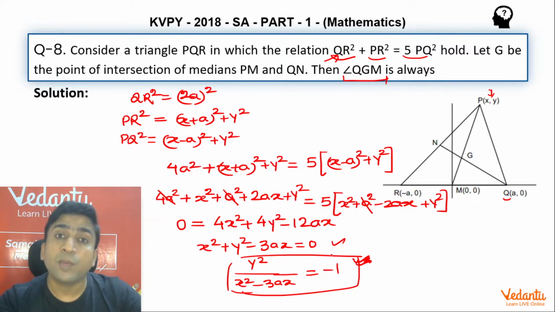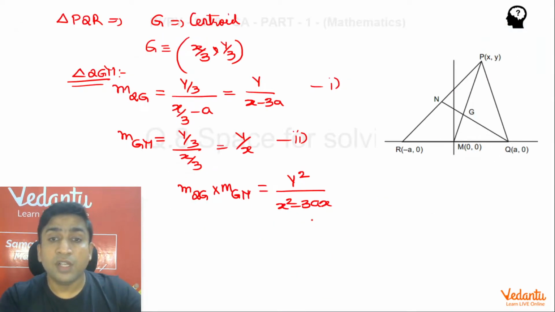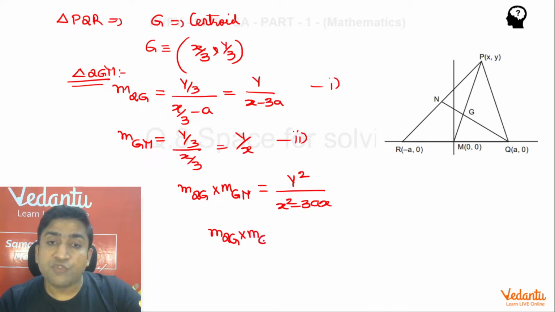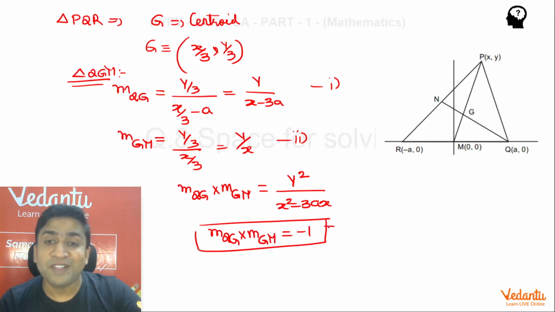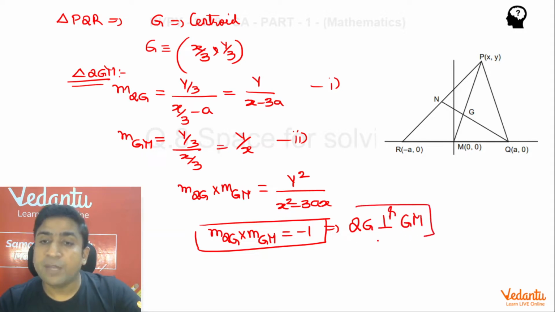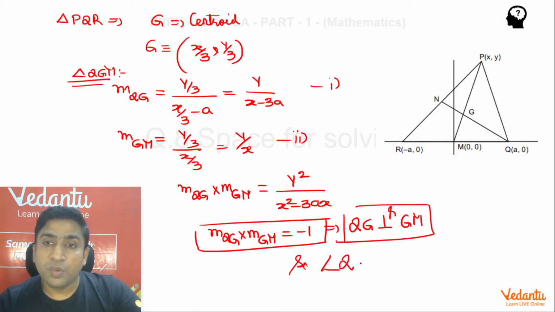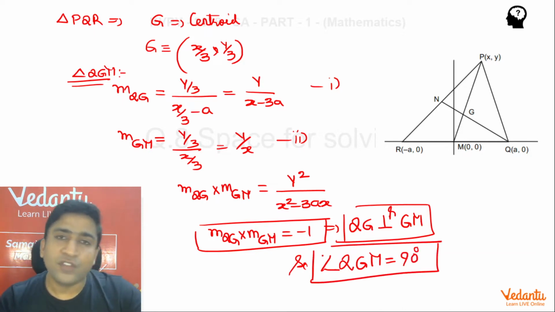And if y square upon x square minus 3x is minus 1, guys, this value m_QG into m_GM is nothing but minus 1. And if the product of the slopes comes out to be minus 1, that means the lines involved, that is the QG line and GM line, are perpendicular to each other. And if they are perpendicular to each other, obviously angle QGM is going to be 90 degrees. That is how the answer for this question is: angle QGM will be 90 degrees.